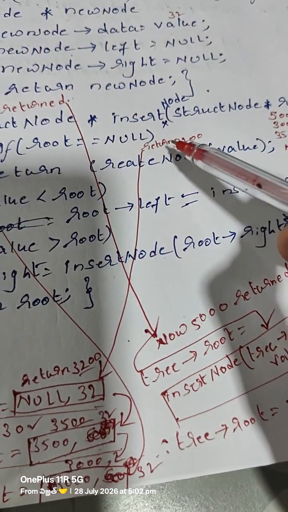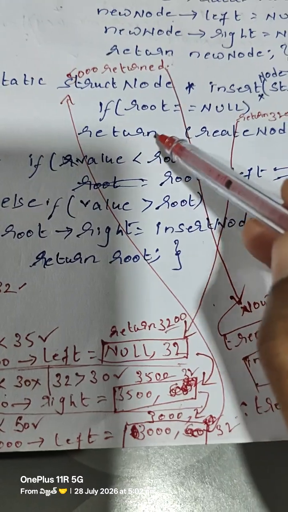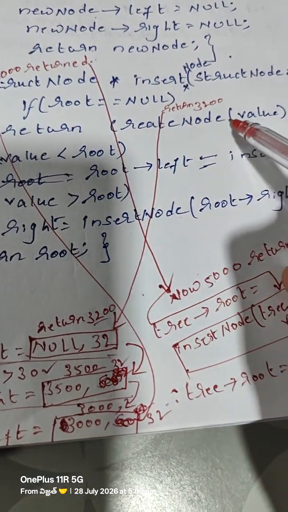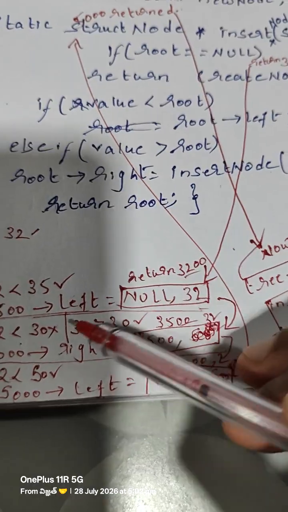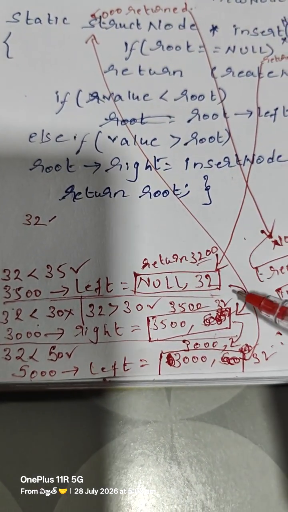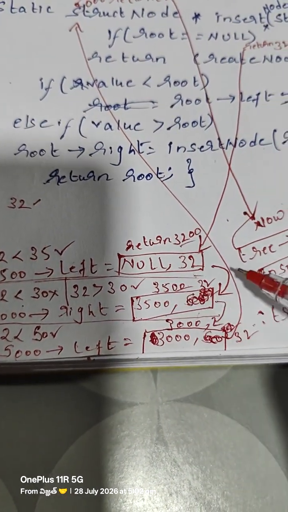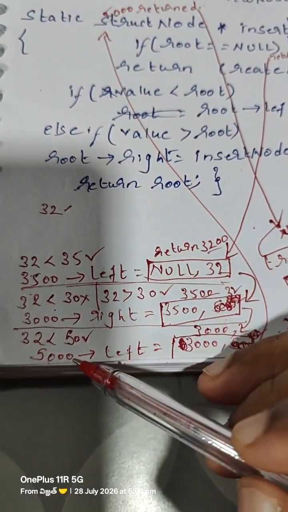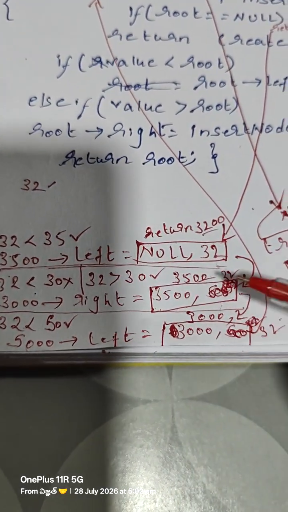Now finally the 32 has been returned. The 32, it returns this value. So the 32 has been returned over here. Now 35 left is 32. Now again coming back, 30 right is 35. Now again coming back, 50 left is 30. So this is the proper concept of recursion.